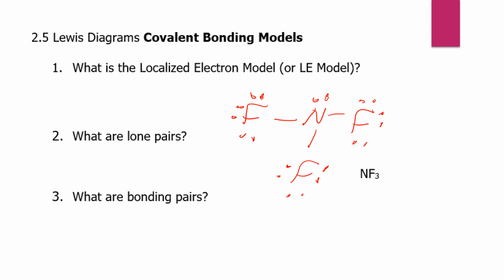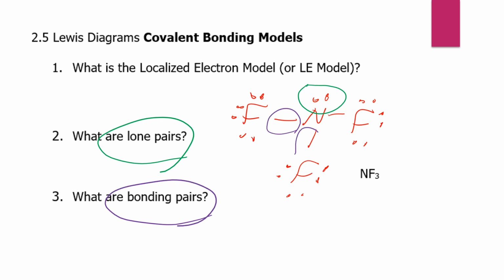We usually only care about the central atom. I'm going to circle the lone pairs in green, and then I'm going to circle the bonding pairs in purple. And I don't really care about the fluorine's extra electrons. They'd have to be there so I get my octet.